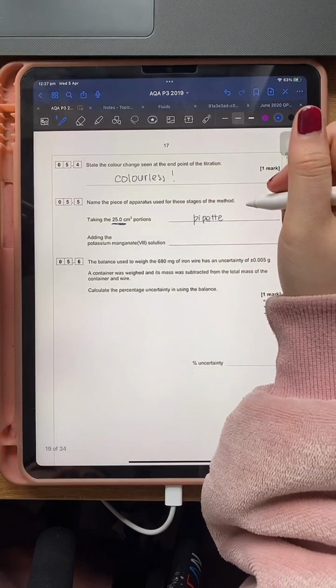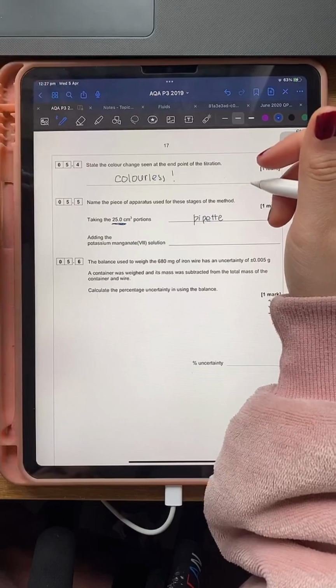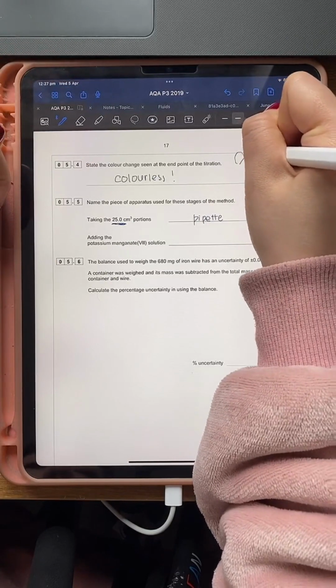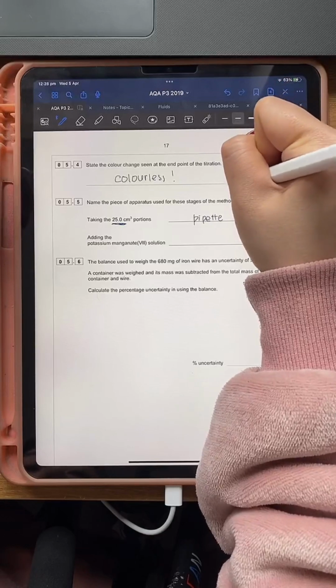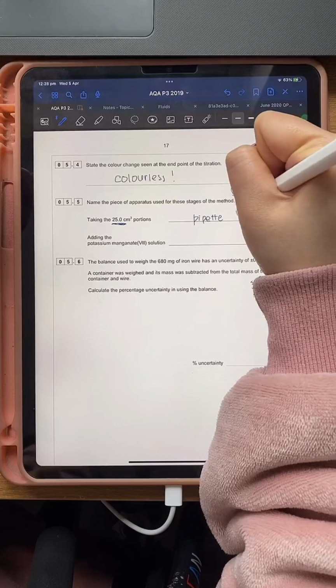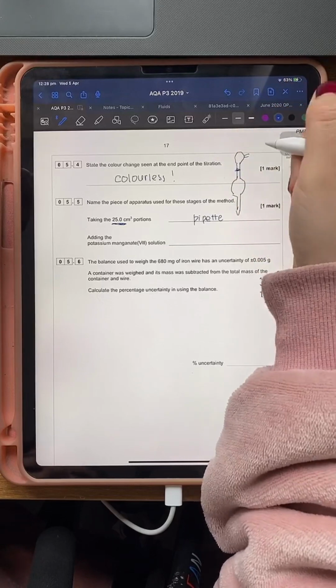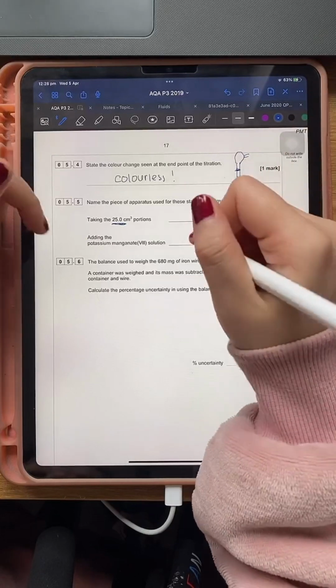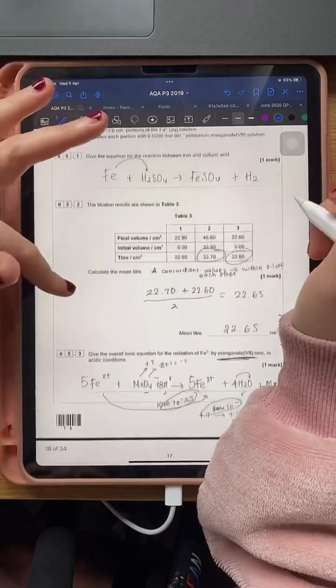That's the one that looks like this. So you have the bulb at the top and then kind of like a thing over there. And it's graduated, meaning it goes directly to 25. For the potassium manganate, since we're titrating it, you can see we get different amounts of it. That means we're using burette.